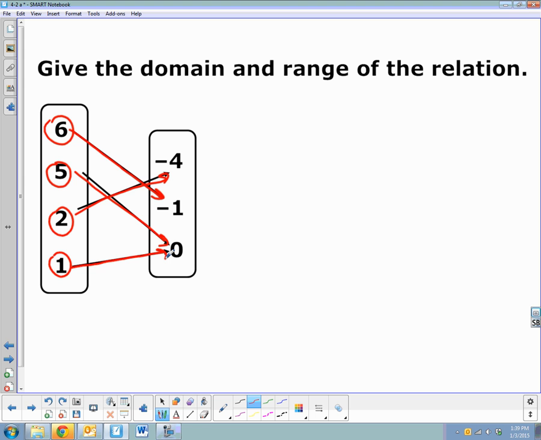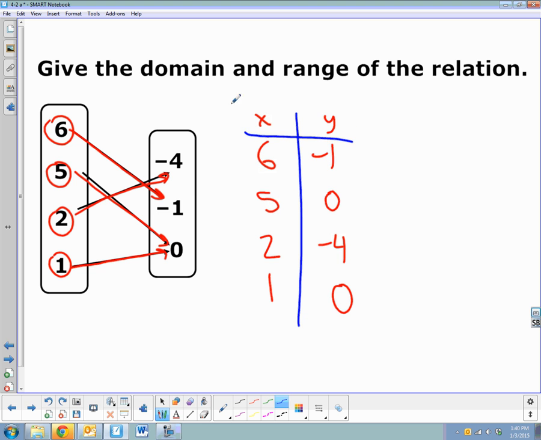So if you were going to make a graph or a table of this, it would go 6, -1. It would go 5, 0. It would go 2, -4. And it would go 1, 0. Right, did I miss any? 1, 2, 3, 4. Oh, yes, it would go 1, 0. And you'll notice that 0 pops up twice. So that would be the table. I'll leave that up there, although it isn't actually part of the problem, just so you can see it.